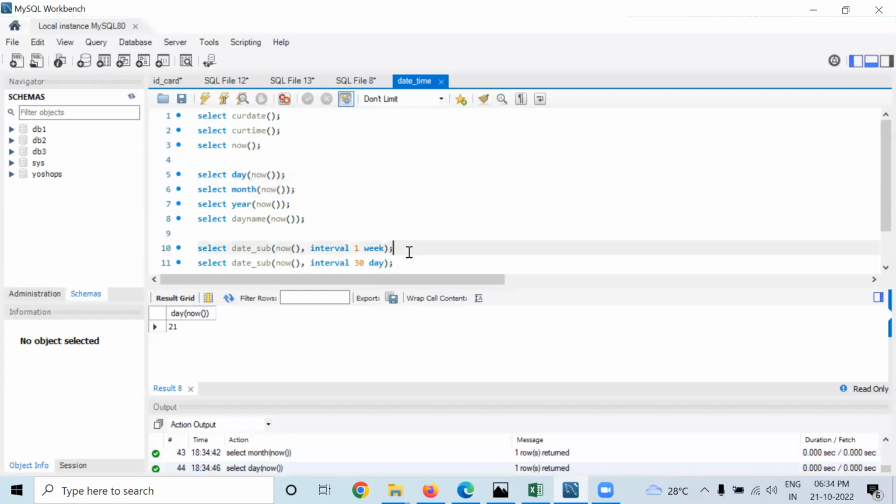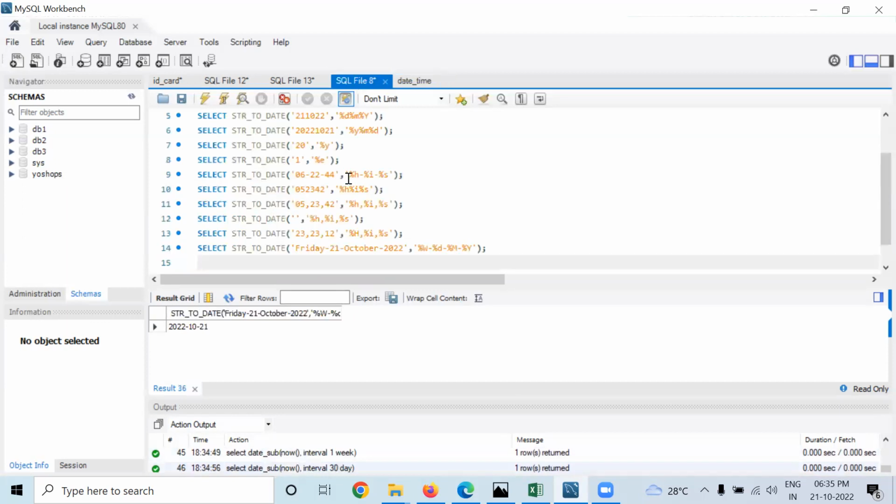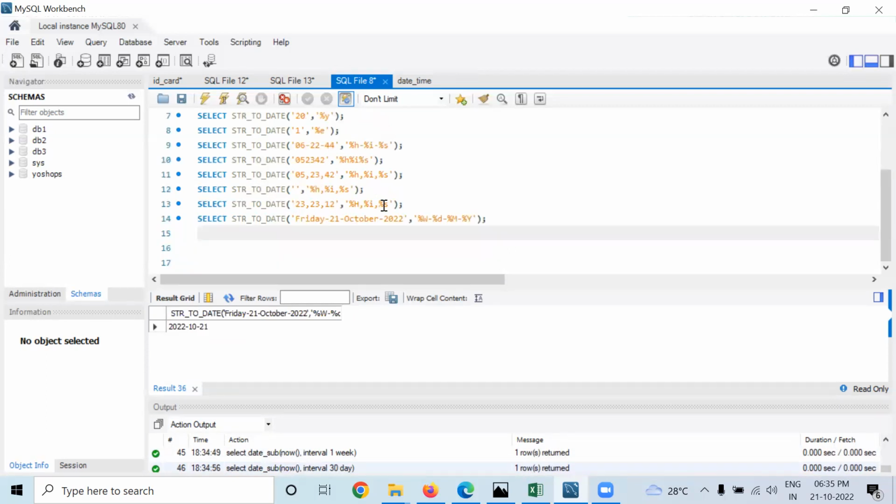If you want an interval also, that also you can do, like what was the date 1 week ago? What was the date some days ago? Those kind of things, right? So I hope things are clear to you. I'm going to ask you something.